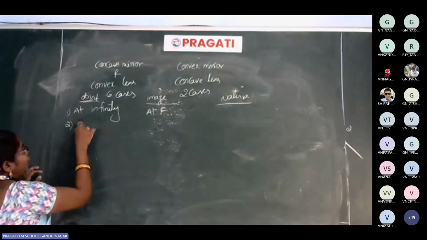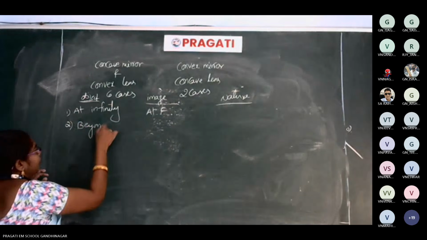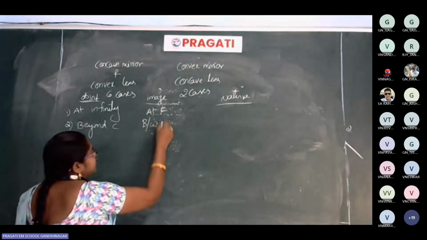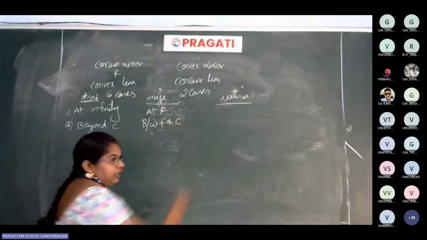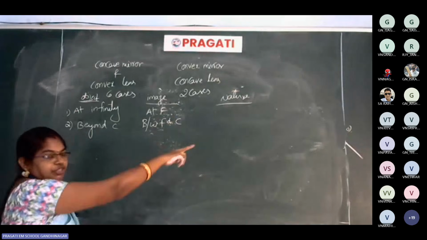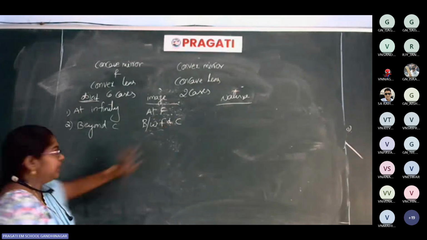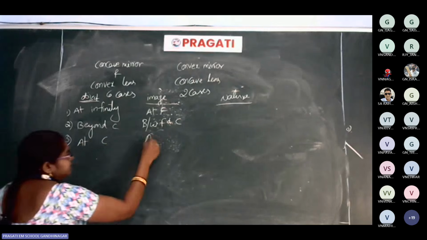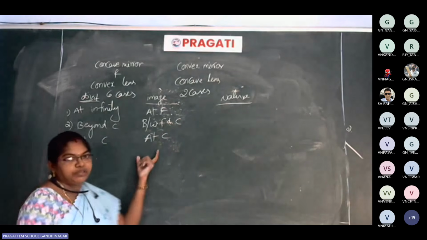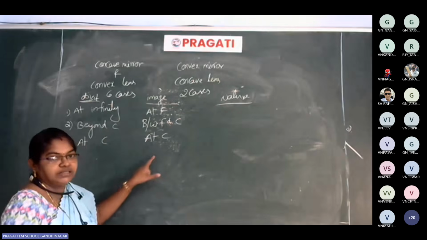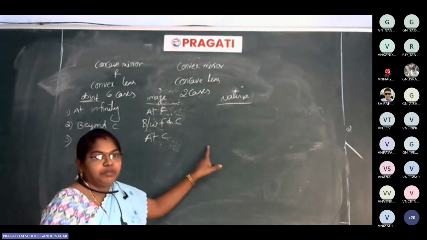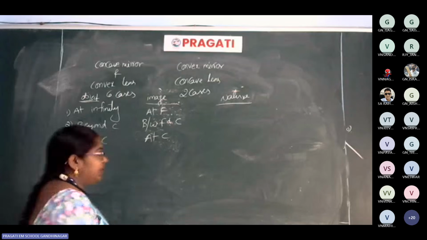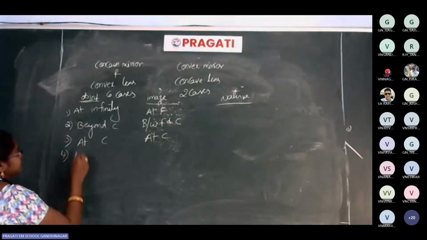Next one, beyond C. The image is formed between F and C. Real, inverted, diminished. Next, third one, at C. At C means the image is also formed at C. Nature of the image is real, inverted, and same size.